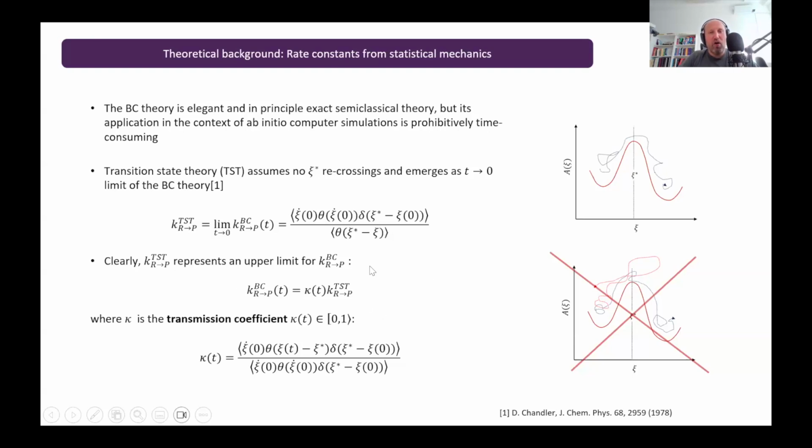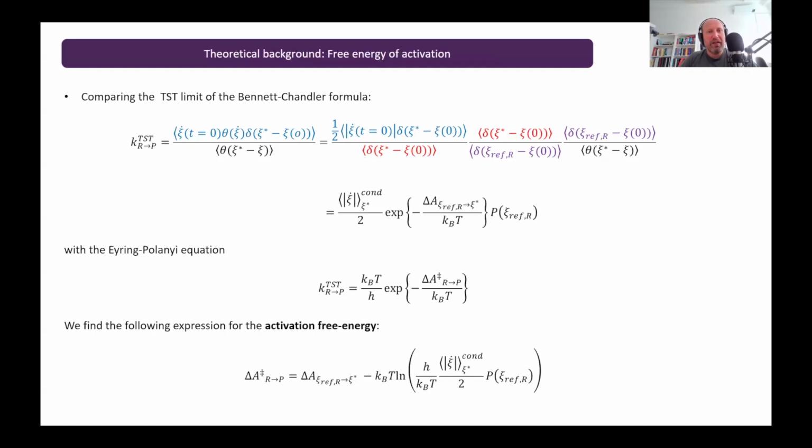Clearly, transition state theory overestimates true rate constants. In fact, we can introduce a correction, the transmission coefficient. It's a correction factor that corrects for missing dynamical effects within transition state theory, such as trajectory recrossing, and formally it can be defined as the Bennett-Chandler theory rate constant over the transition state theory rate constant. Now let's stick with transition state theory and work out the equation we obtained as a 0 time limit of the Bennett-Chandler formula. We can rearrange it as follows, where the individual terms have very clear meaning and can be quite easily accessed via computer simulation.